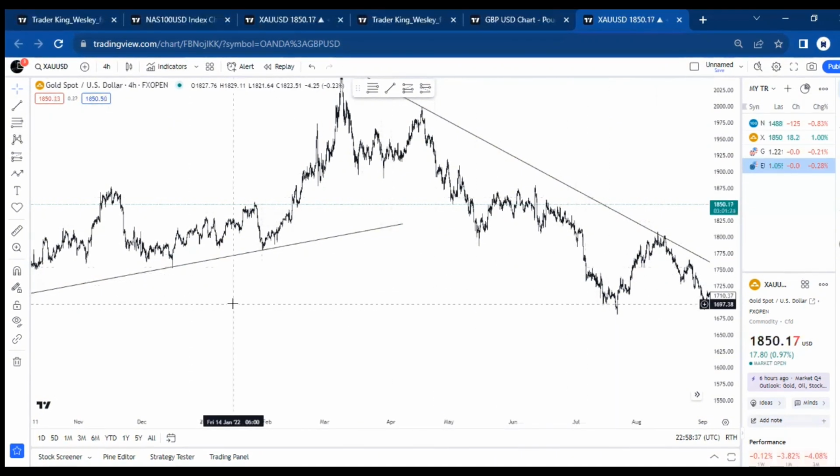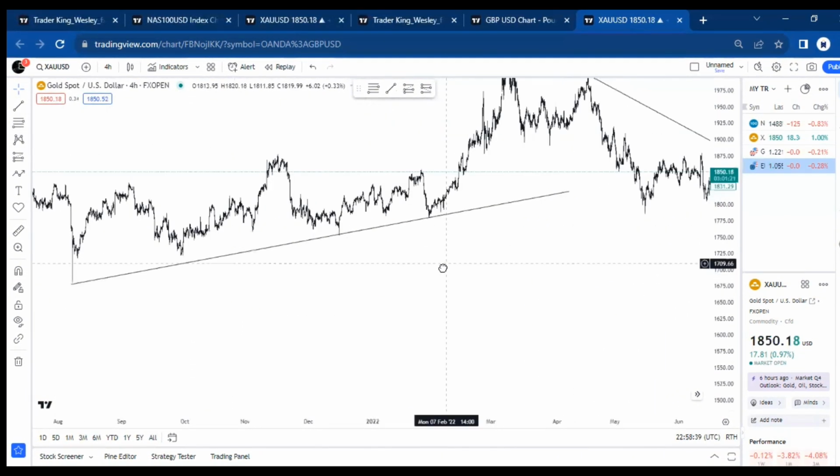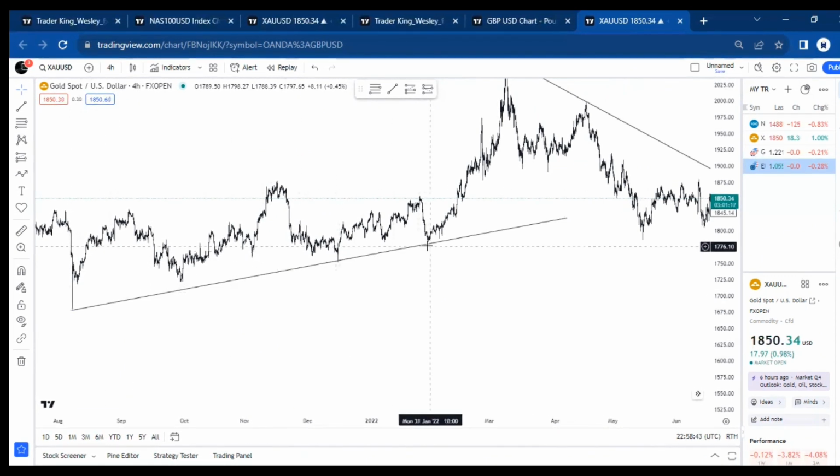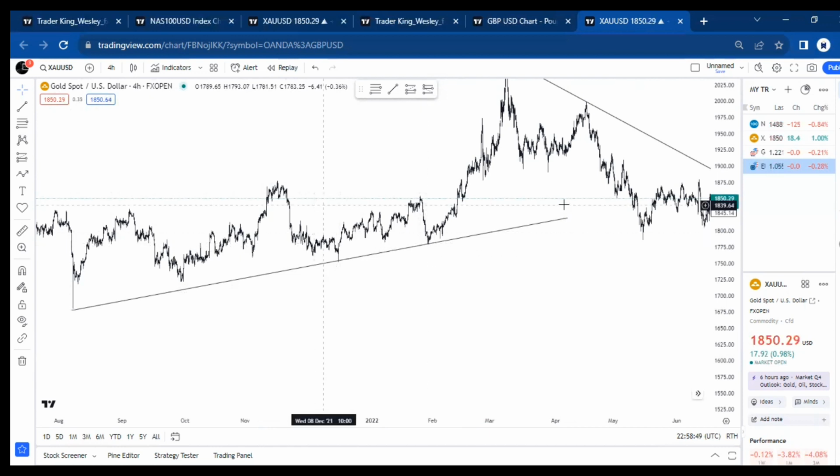Now let's look at another example. In this case, we have the first touch, the second touch, and then the third touch. You can see how sweet that is. The third touch, you can see how sweet that is. Now, let's look for possibly more examples.